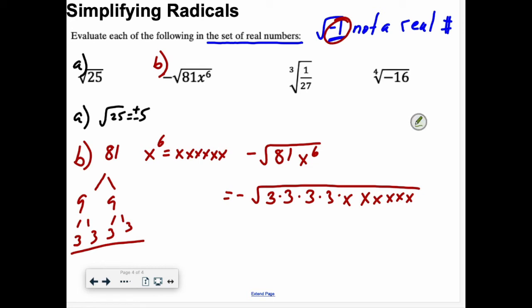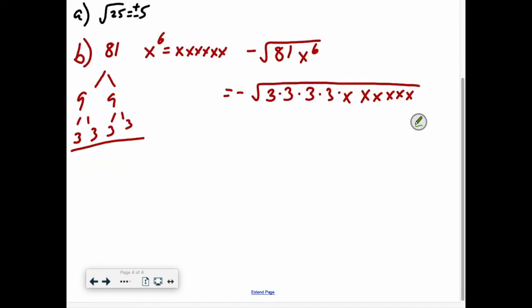And I'm going to look for groups the size of the index. Right here, there's no index. There's no number right here. So that tells me this is a square root. My index is 2. I'm looking for two numbers that are going to multiply together. So I got a pair of two numbers here. I got a pair of two numbers here. Got a pair of two numbers here. Got a pair of two numbers here. And I have a pair of two numbers here.